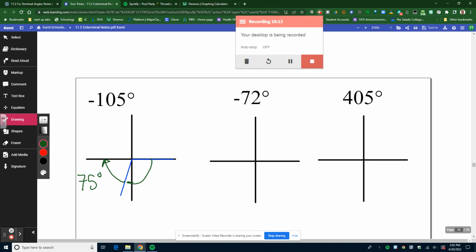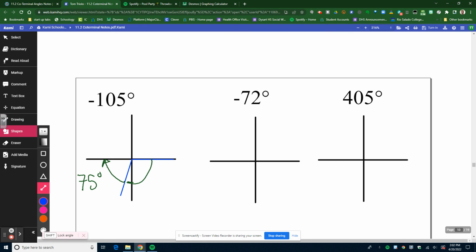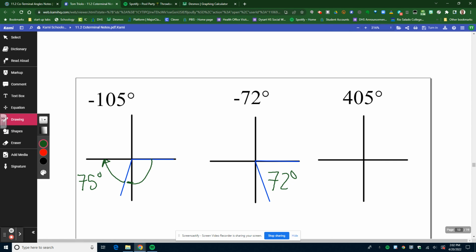This is the easiest one. Let's see if you can figure out why it's the easiest. I start at the horizontal. I go down 72. How far is it back to the horizontal? 72. So all you do is take the absolute value of that one. Okay? So if you have a negative angle between 0 and negative 90, my reference angle is the absolute value of that. Just get rid of the negative sign.